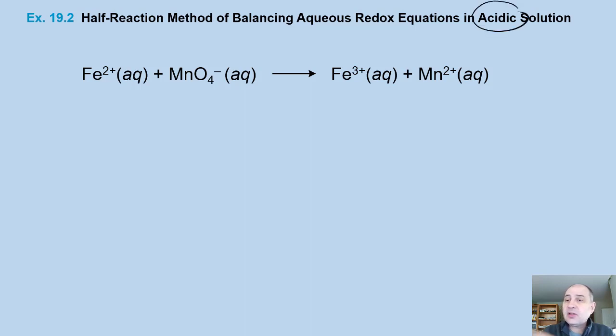Whether you are doing this in basic or acidic solution, you should always start by doing it in acidic solution and neutralize after. But step number one is assigning oxidation numbers to all of the atoms. The easy ones are the ions that already have charges by them, so those are iron and manganese. The only thing we have to worry about is the manganese on the reactant side. It's +7 in this case, so it is reduced. 5 electrons are taken up and go from +7 to +2.